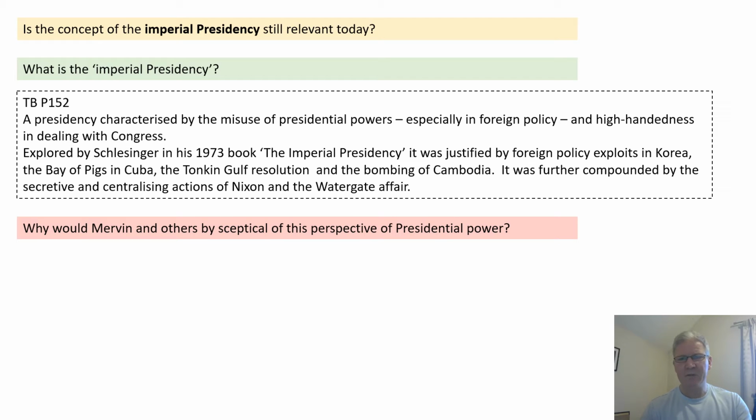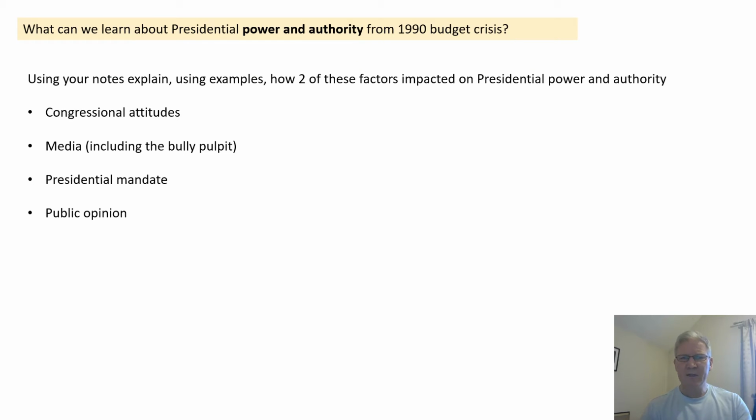So here's your first exercise. Look at the 1990 budget crisis. Explain why Mervyn might be skeptical of the power and authority the president has. So use your notes and, using examples, explain how any of those four, I want 2 of them please, could be relevant in describing presidential power and authority in that example.